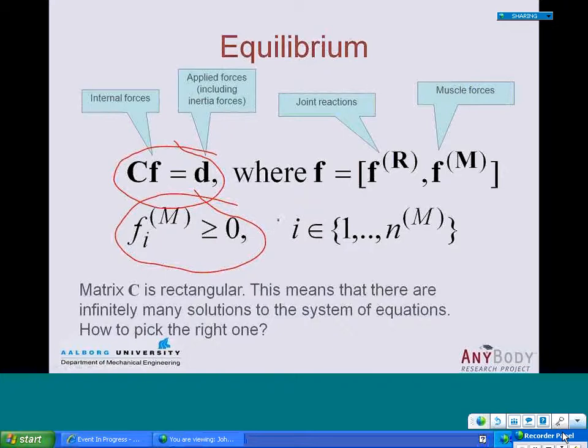So you can see now that we have divided the F vector up into two parts. One part is R for joint reactions. These are in principle free in sign. And then the other part is for muscle forces, and these are restricted in sign. Also, you can see the matrix C is rectangular. So there are infinitely many solutions to the system of equations, and now we need to come up with a way of picking the right one.